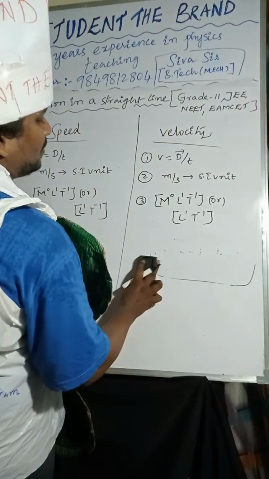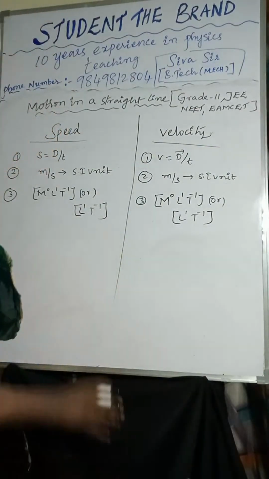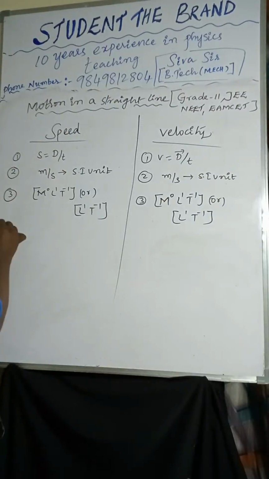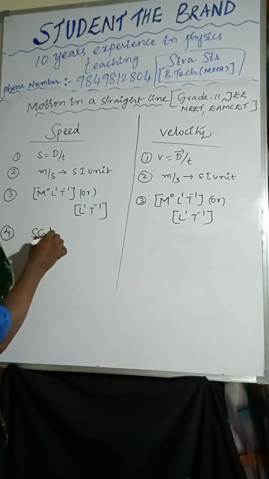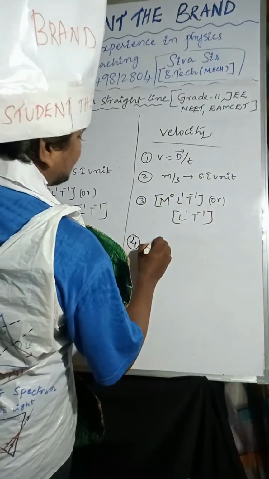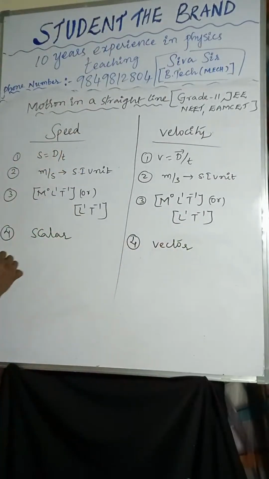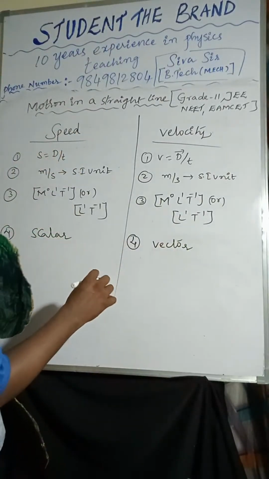And one more thing: speed is a scalar quantity. Here I am considering the fourth point. Speed is a scalar quantity. Coming to the vector, velocity is a vector quantity.